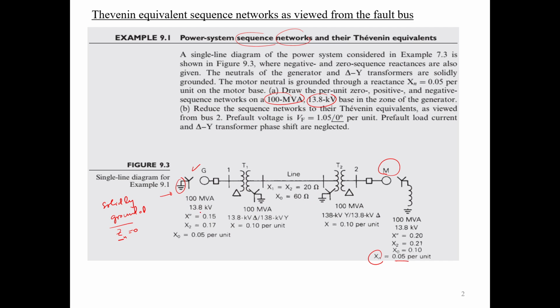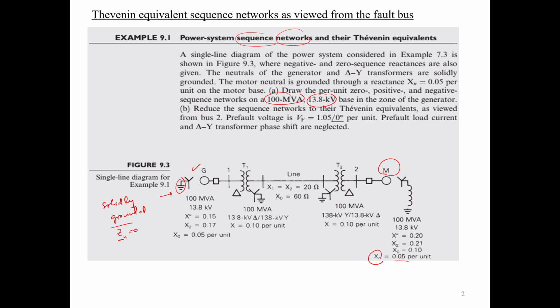If we were to have a different kV base, for example here if it is 12 kV, you need to convert all these figures to be on the same common system base, MVA and kV base.